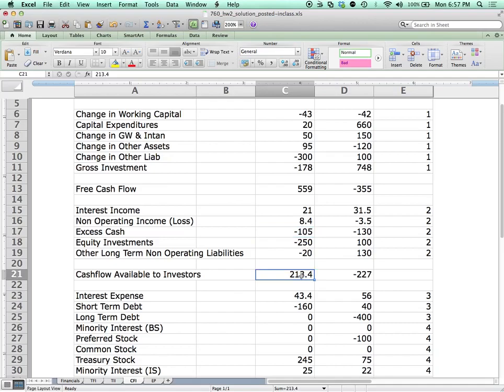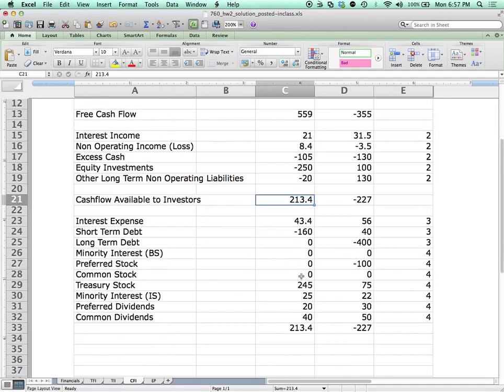So the question is, where did the money go? Well, in this case, $43 million went to pay interest, $245 million went to pay treasury stock. Now notice that 245 plus 43 is already greater than 213. Okay? I paid 25 to minority shareholders. I paid 60 in dividends.